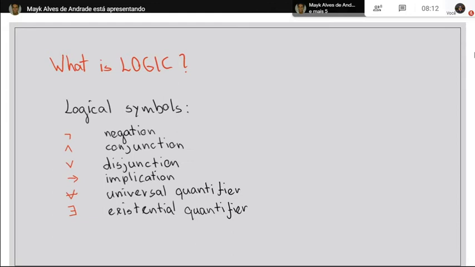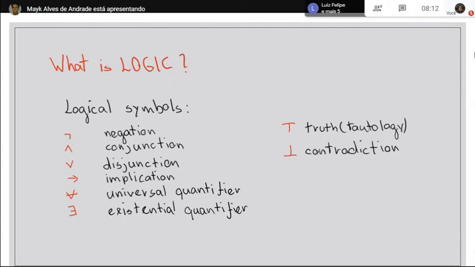Besides, we have those symbols here that receive those names, right? Negation, conjunction, disjunction, implication, universal quantifier, existential quantifier, and also we will work with this symbol here for truth or tautology, and this symbol for contradiction, right? Negation means the word not, conjunction means the word and, disjunction, or, implication, the expression if, then, universal quantifier is for all, and existential quantifier means there is, right?